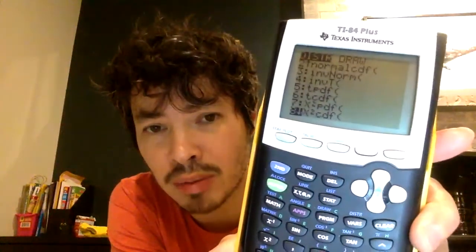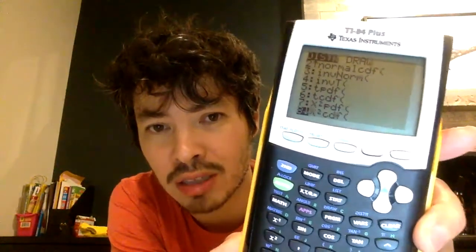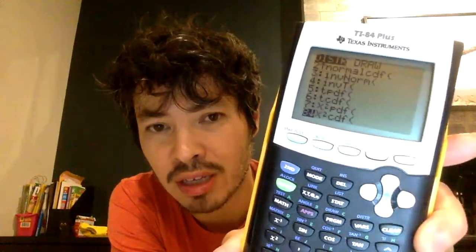So second distribution, and there it is. It's number 8, chi-square CDF. I'm going from the chi-squared stat to the probability. I'm getting the p-value right now. Chi-squared CDF, enter. Okay, what's the lower bound? Well, that's our 43.6893. What's the upper bound?